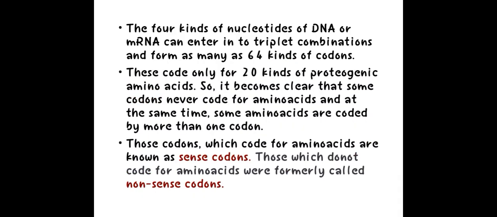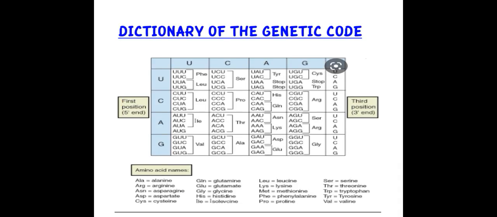The 4 kinds of nucleotides of DNA or mRNA can enter into triplet combinations and form as many as 64 kinds of codons. These code for only 20 kinds of proteogenic amino acids. So it becomes clear that some codons never code for amino acids, and at the same time some amino acids are coded by more than one codon. Those codons which code for amino acids are known as sense codons. Those which do not code for amino acids were formerly called nonsense codons.